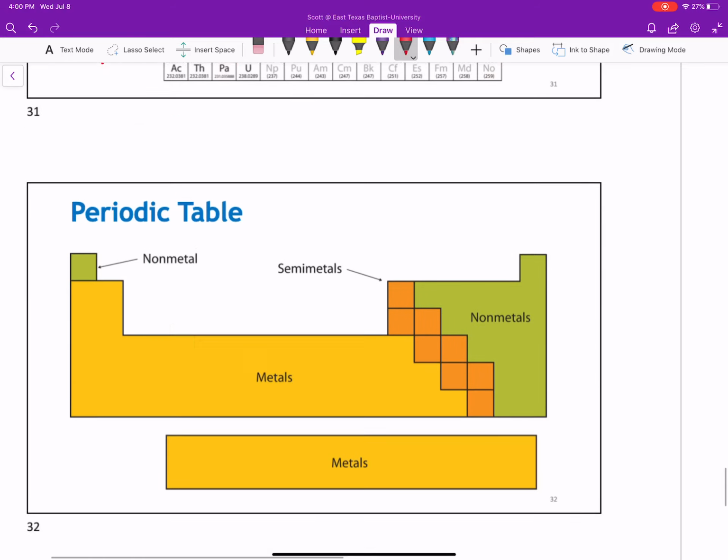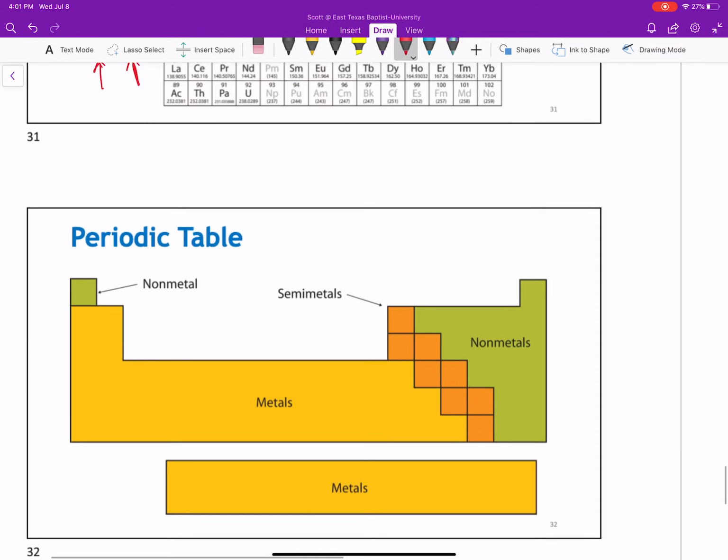So I hope that makes sense. Get used to the terminology of valence electrons as we go on in this class.